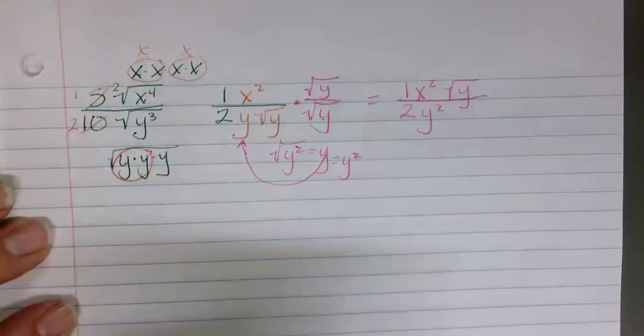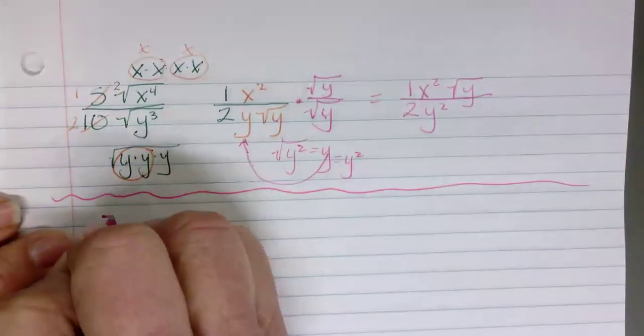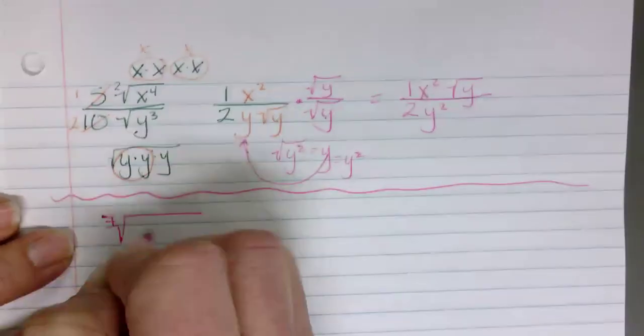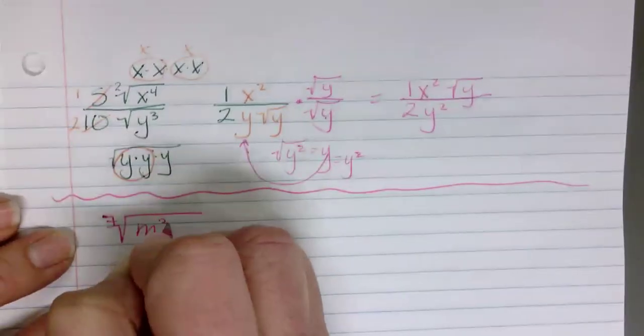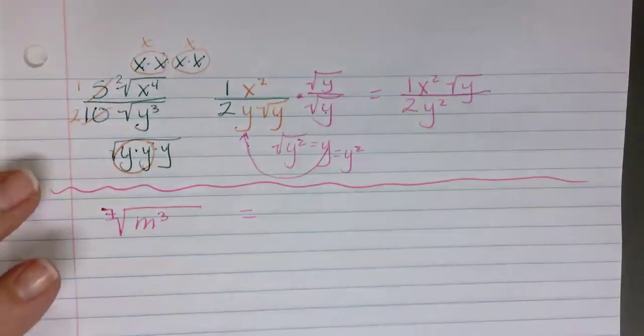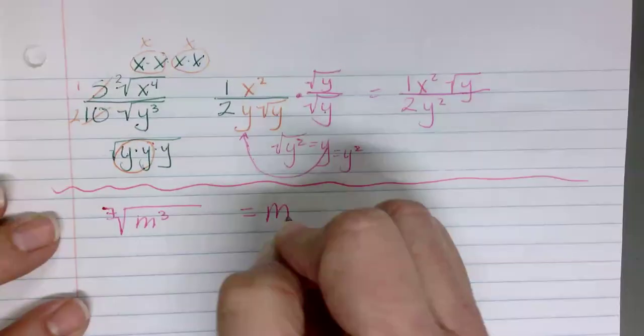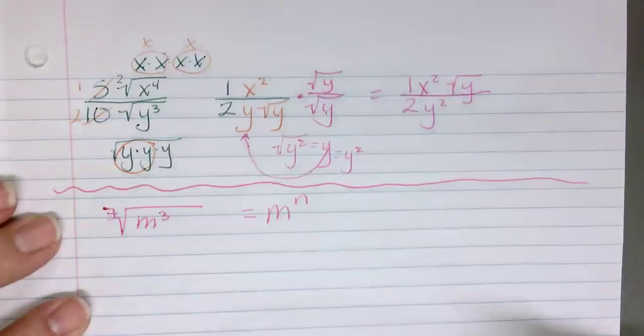Let's do another one of those that I did at the beginning, just to see if we remember which way it goes. If we have the seventh root of m to the third, how would I write that with a fractional exponent? Ooh, and let's do it the tricky way. What if it said equals m to the n? What would your answer be?